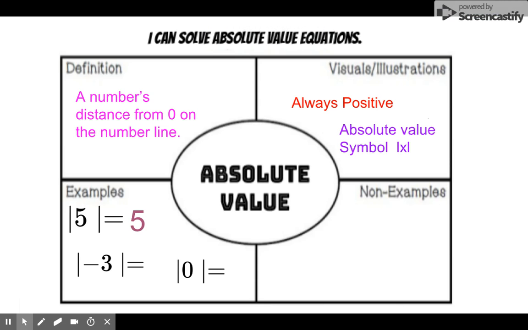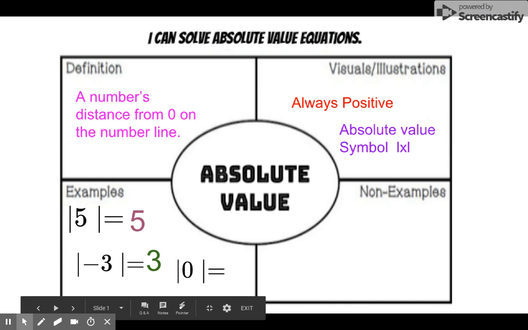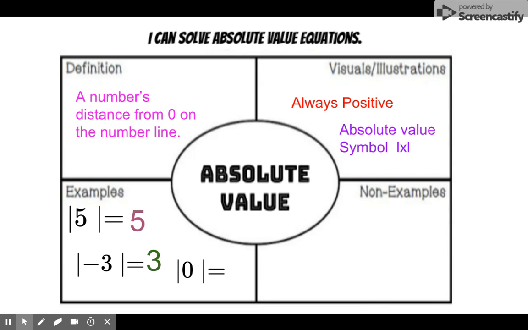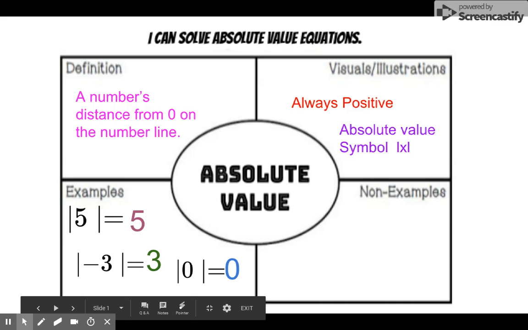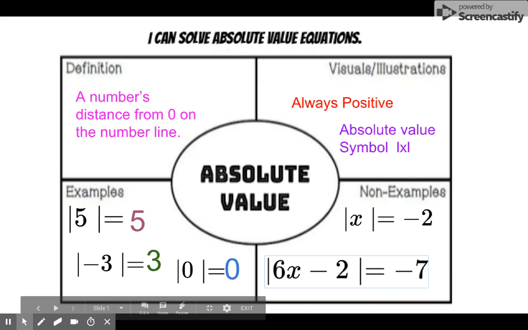The absolute value of -3 is +3, because -3 is 3 units away from 0 on the number line. And the absolute value of 0 is going to be 0. Some things that can't happen: you can't have the absolute value by itself on one side and equal a negative number. If that happens, that does not exist. Somebody's trying to trick you.